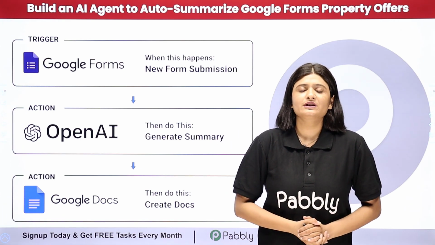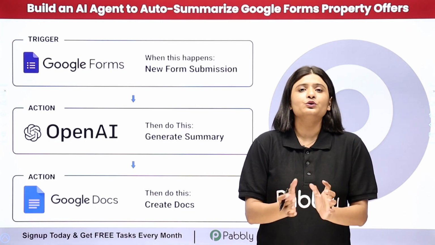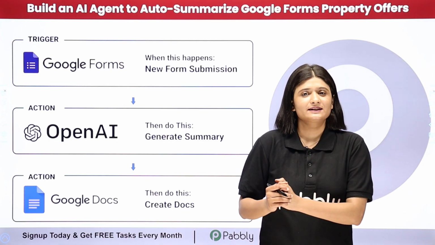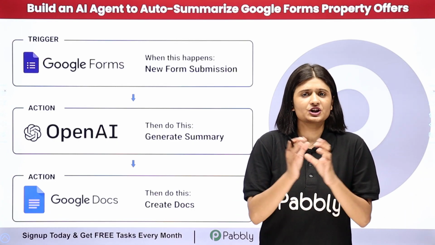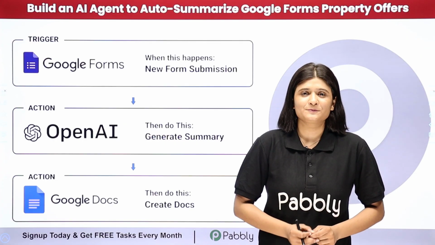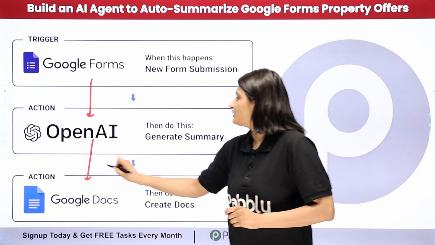Now doing this manually will consume a lot of time, so I'm going to completely automate this process, and to do this automation I'm going to use Pabbly Connect. Pabbly Connect is an amazing automation and integration software which requires no coding or programming skills. Here I just need to build a connection between Google Forms, OpenAI and Google Docs.